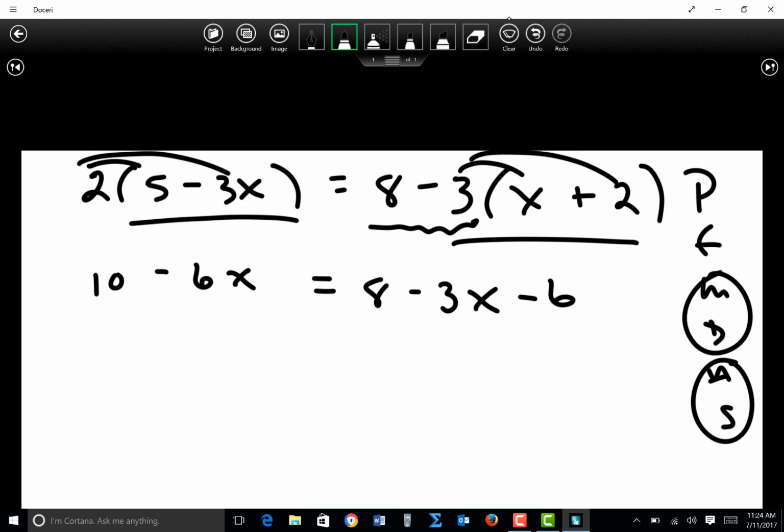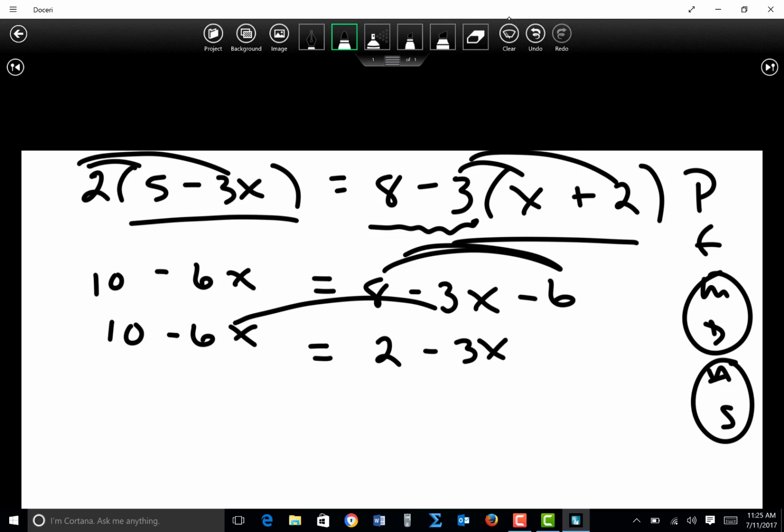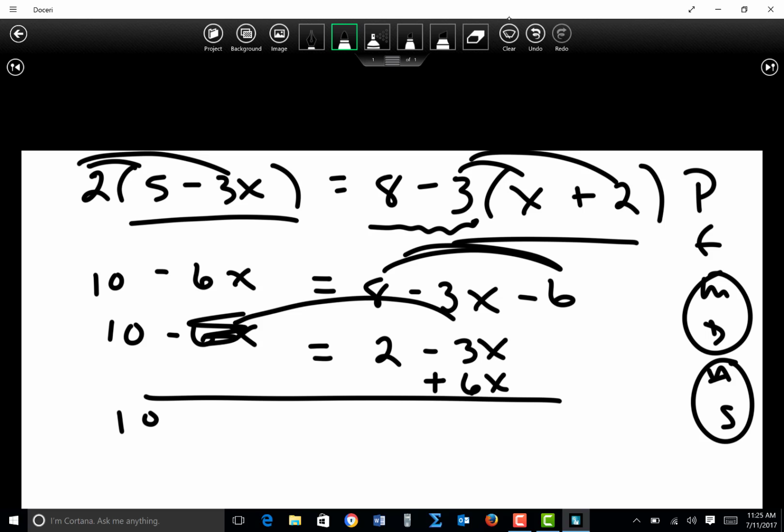Now when I look at the left and the right, I see over here I do have some like terms that I can combine. And now I can start getting things together. So I could move this -6x over here, and when I move it, it becomes a +6x. It's gone over here. -3 plus 6 is +3. Now I can move the 2, and it's a -2 over here.